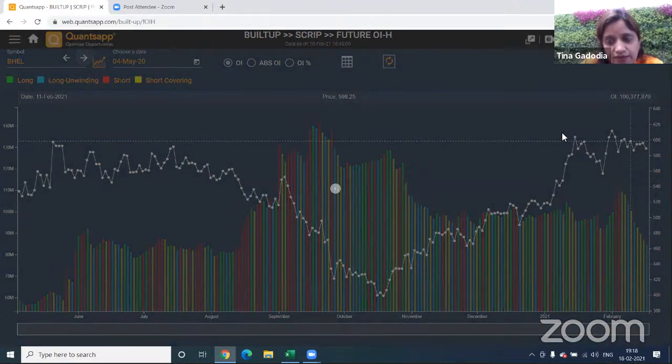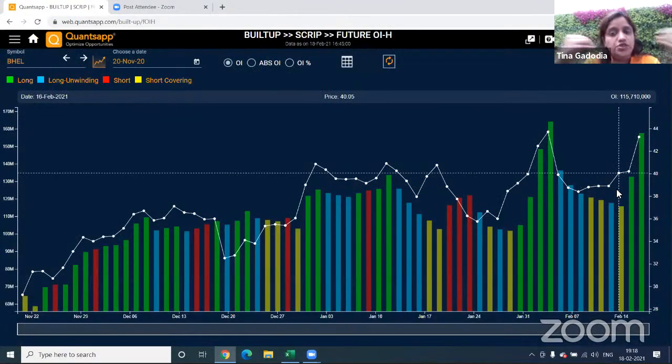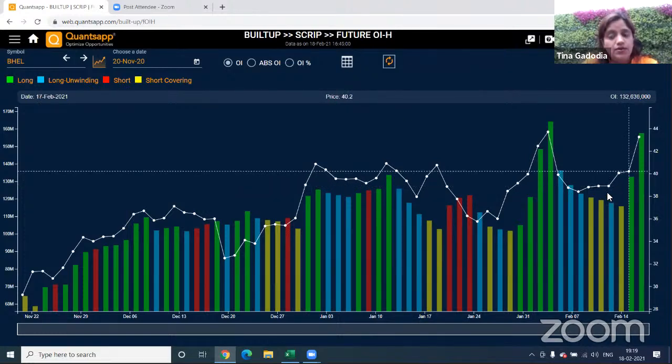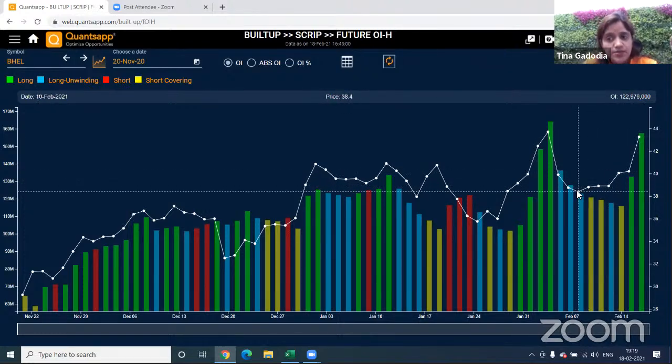Bhel, so literally you can visualize and see the difference between the two charts. It was coming down, it was unwinding, and now again the longs are beginning. It was coming to a crucial support again. Then you see the positive signs. More of green and blue, sign of strength. More of red means there's a lot of weakness.